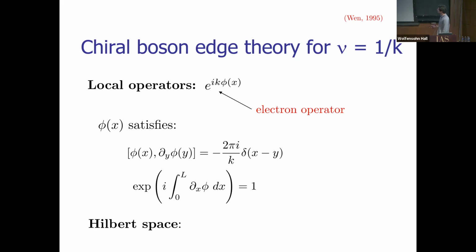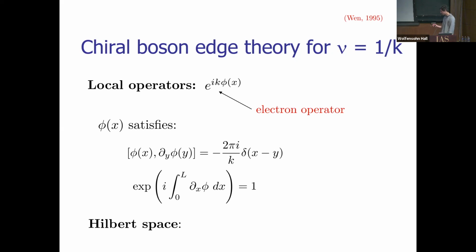Then this field phi satisfies two algebraic properties. It obeys this commutation algebra: the commutator between phi of x and the derivative of phi at some point y is proportional to a delta function, with a factor of 1 over k. And there's also a global boundary condition. L here is the circumference of your disk. It roughly states that the total amount of charge on the boundary of your disk has to be an integer, assuming I'm describing the edge of a quantum Hall state with no anyons in the bulk. So the total charge on the edge has to be an integer. That's basically this condition. These two conditions tell you everything about your edge theory. They're an algebraic description of your edge theory.